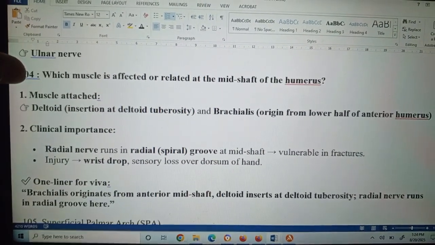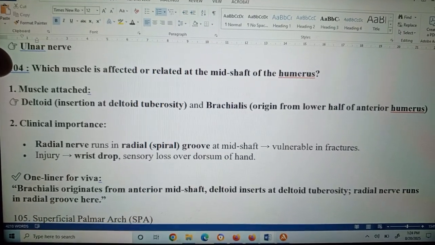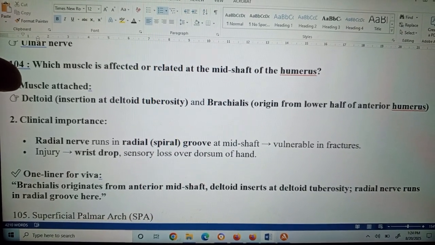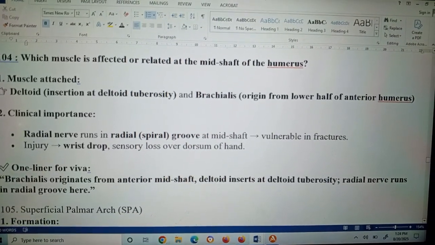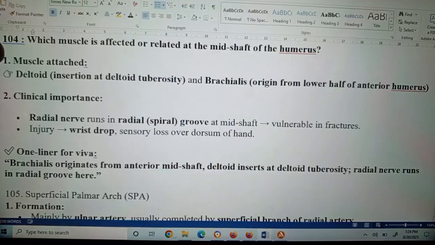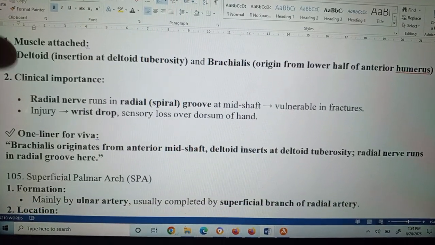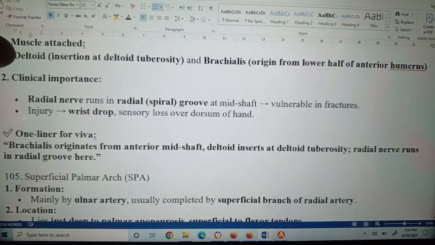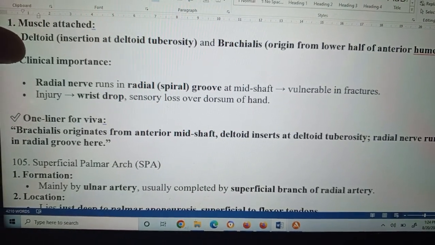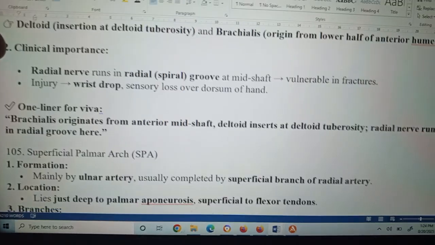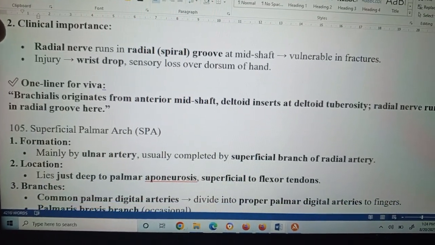The muscle attached on the mid shaft of the humerus is the deltoid, inserted at the deltoid tuberosity, and brachialis originates from the lower half of the anterior humerus. A clinical importance is that the radial nerve passes in the radial groove, and if there is a mid shaft fracture, the radial nerve is going to be damaged, and there will be a wrist drop. Extensors will get damaged or injured.